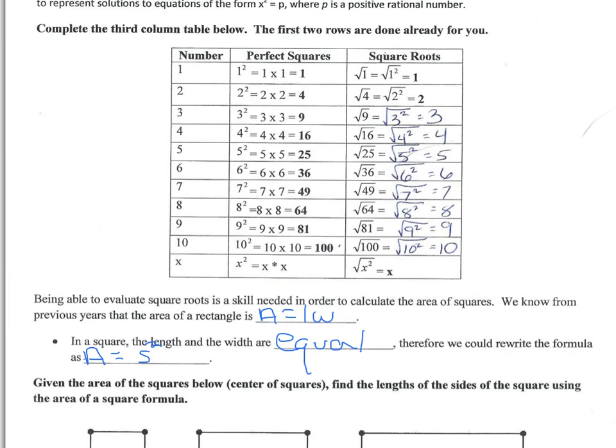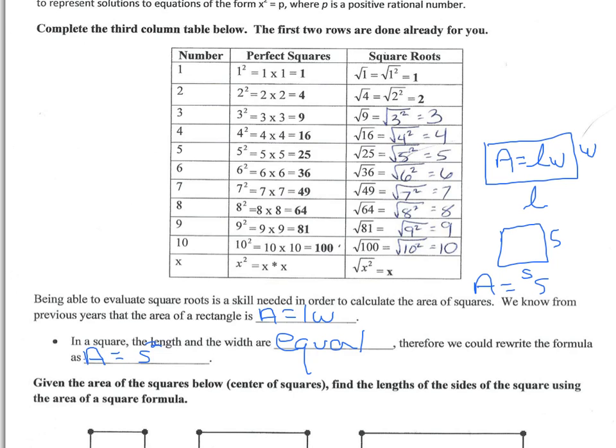Okay, let me just draw you a picture off to the side here. So in a rectangle, you have a length and a width. And we know that the area is LW. But in a square, the length and the width are equal. So we call them s's. So area is still length times width, but they're equal to each other, so that's why we called it s times s, or s squared.